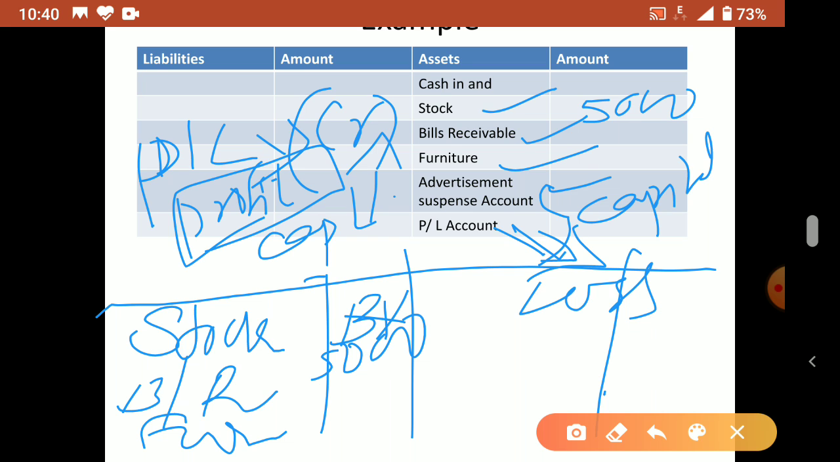Understood? Okay, so this way you have to transfer. This is called what? Closing of asset or transfer of assets. First we will not sell the asset. First we will move the assets from balance sheet to realization. That is called closing of asset. Don't misunderstand. Closing of asset means not selling of asset.